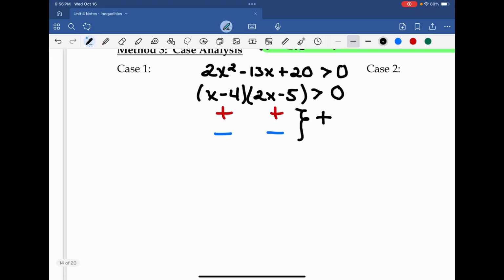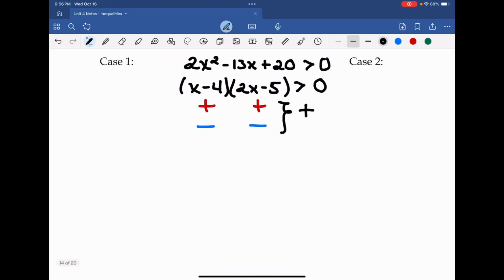So let's deal with case number 1. We're going to take these binomials and treat them separately and then look at them on number lines separately. In this situation, we're going to write it as x minus 4 is greater than 0 and 2x minus 5 is greater than 0.